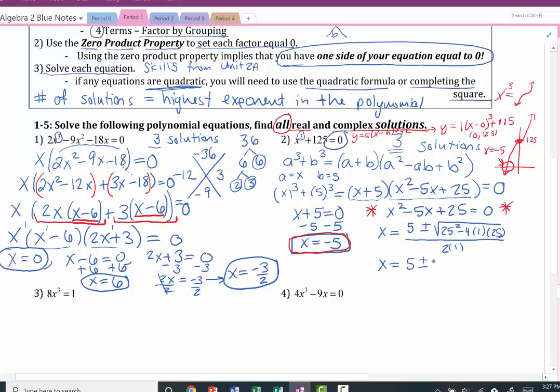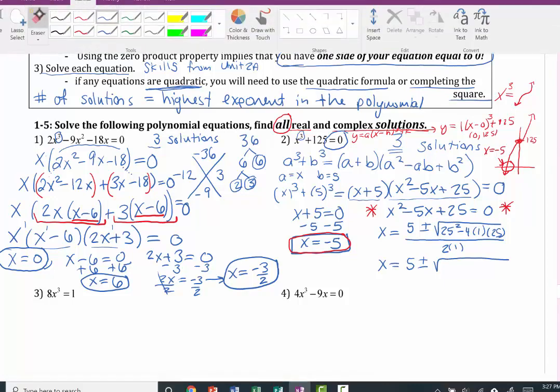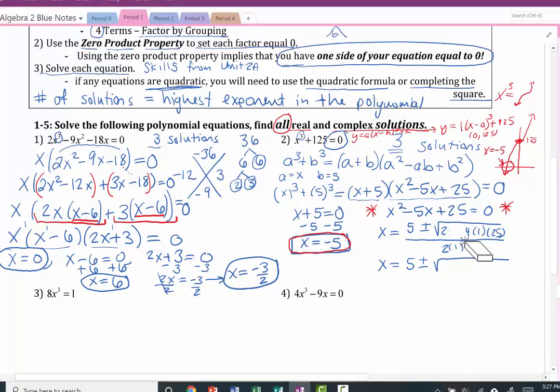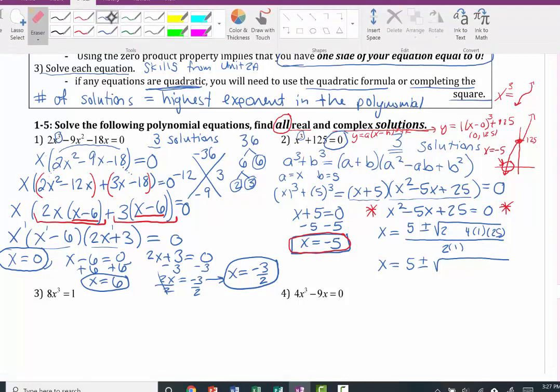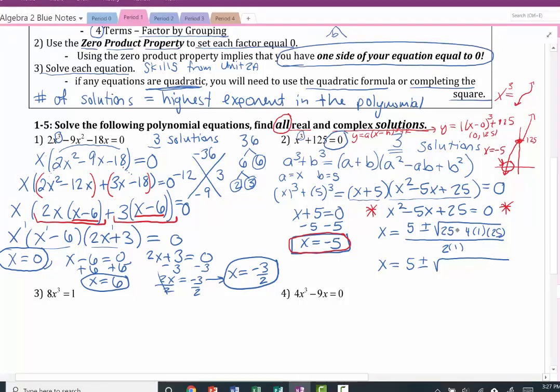So I get 5 plus or minus the square root of, oh, I notice I made a mistake here. This should just be 25, not 25 squared. It was 5 squared, right? -5 squared is 25. So I get 25 minus 100, because 4 times 25 is 100, all over 2. So then that gives me 5 plus or minus the square root of -75 all over 2.